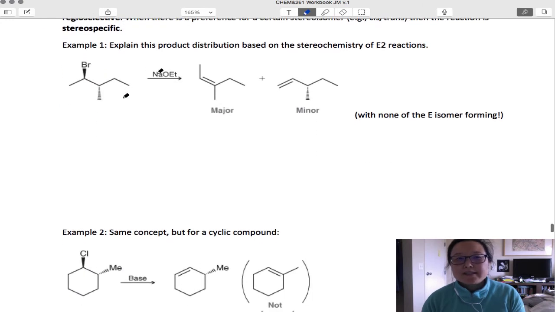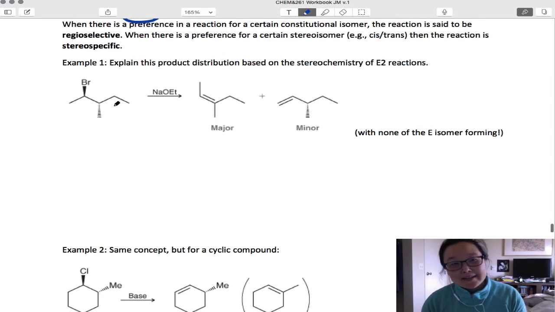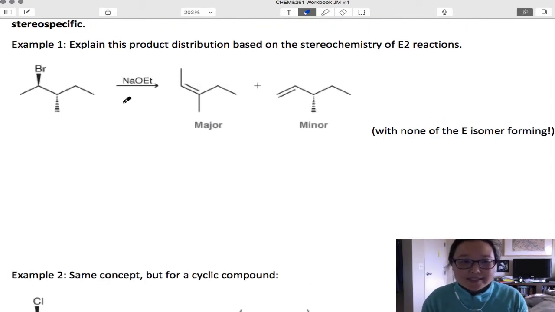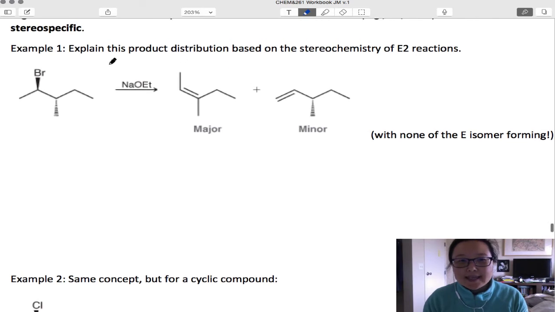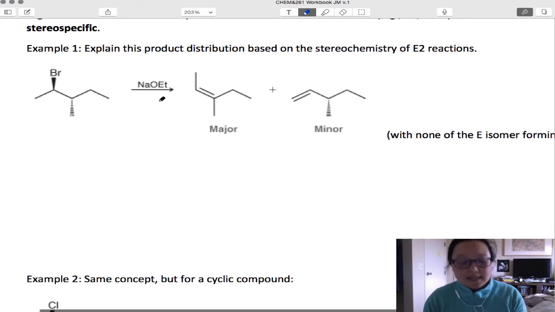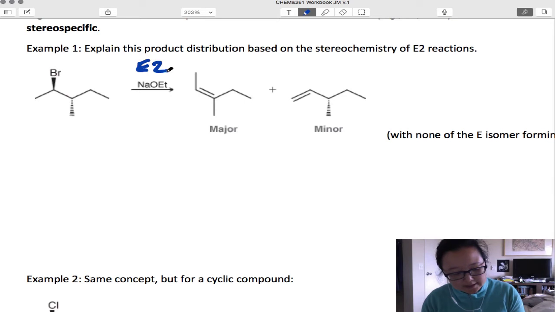Now there's something called stereospecificity, and that has to do with starting with a certain stereoisomer, you'll get a certain product distribution of stereoisomers. Now here, it doesn't necessarily mean this reaction is always going to give you E or always going to give you Z. It depends on what you're starting with. So let's take a look at what's happening here. Again, we're looking at elimination because I'm making alkenes and I have a strong base. So this is an E2 elimination.